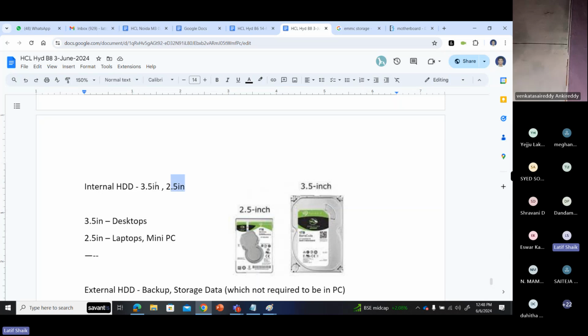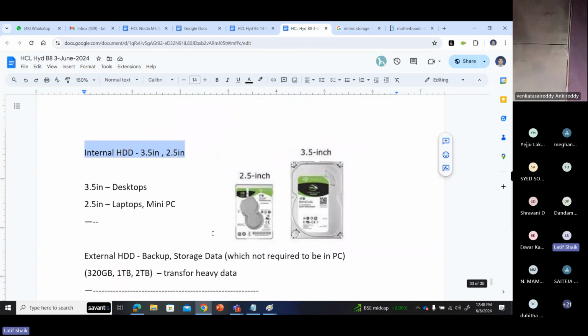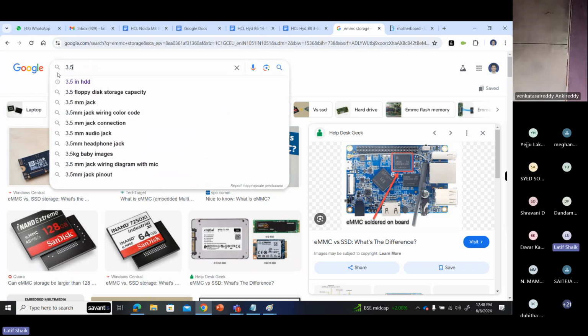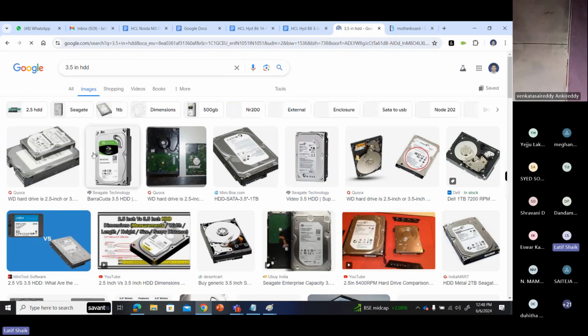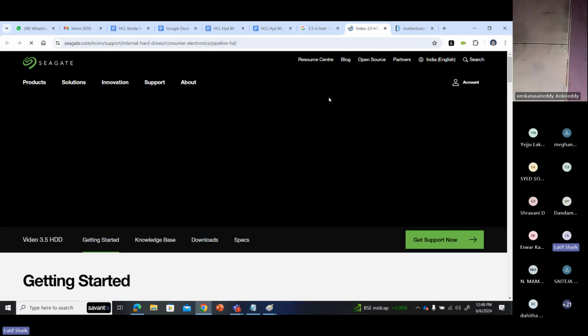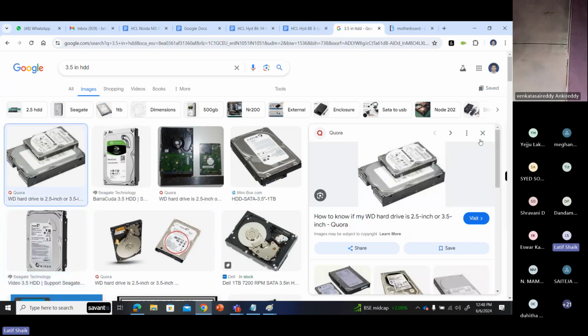Guys, there is an internal hard disk, which means it is inside your system or laptop. Two types of things are there. You can see 3.5 inch and 2.5 inch hard disks. This is the bigger size, suitable for desktop purposes, not for laptop purposes. This 3.5 inch hard disk is for desktop purposes.